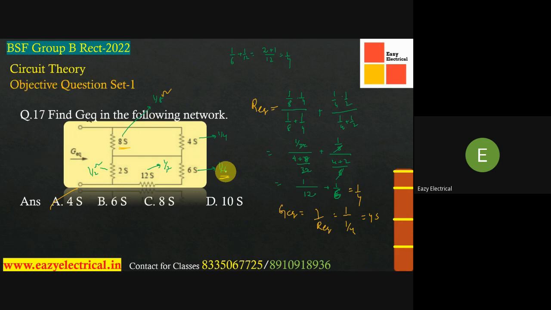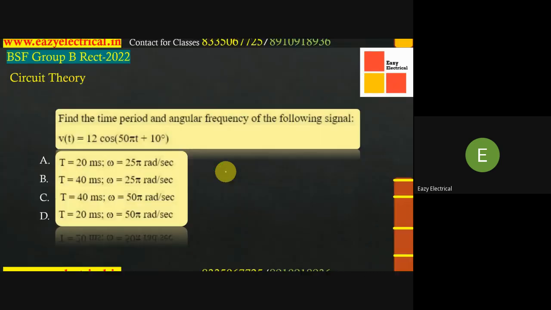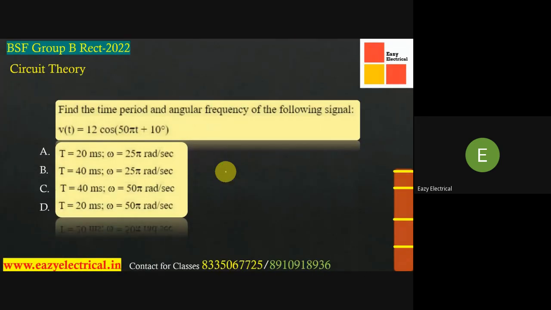Now coming to next question. Now try to answer. Find the time period and angular frequency of the following signal. Time period বার করতে বলেছে and angular frequency বার করতে বলেছে. What will be time period and what will be angular frequency?